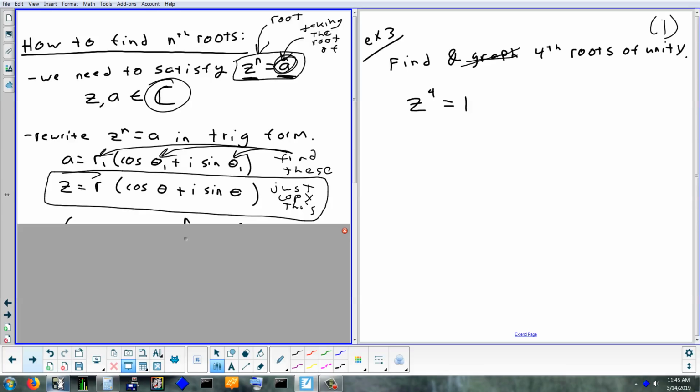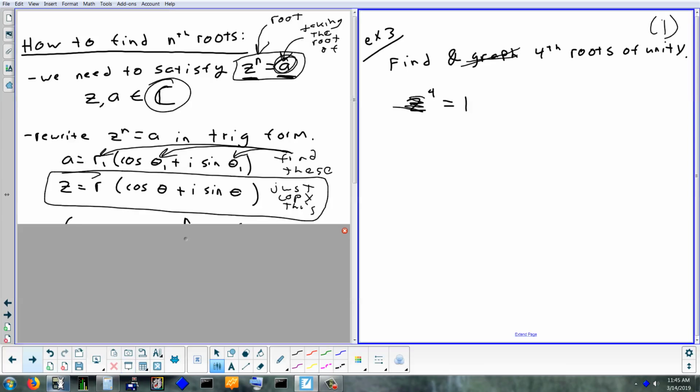Wherever you see Z, you're going to change it to R cosine theta plus I sine theta. So I'm going to plug that in right now. Change Z to R cosine theta plus I sine theta. So this is going to go away. I won't cross it out because then you won't remember what it was, but that's going to disappear. Leave the 4. The 4 didn't go anywhere. So now the left-hand side is in trig form.